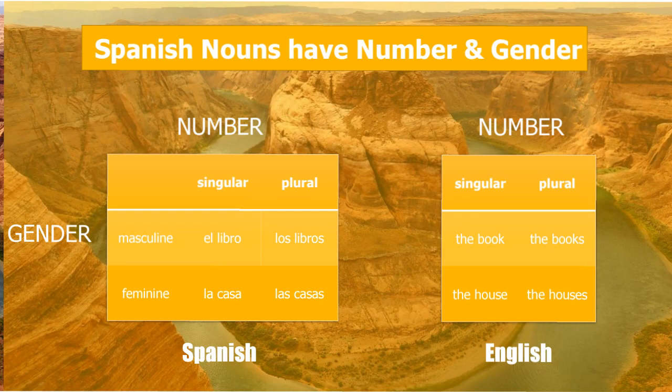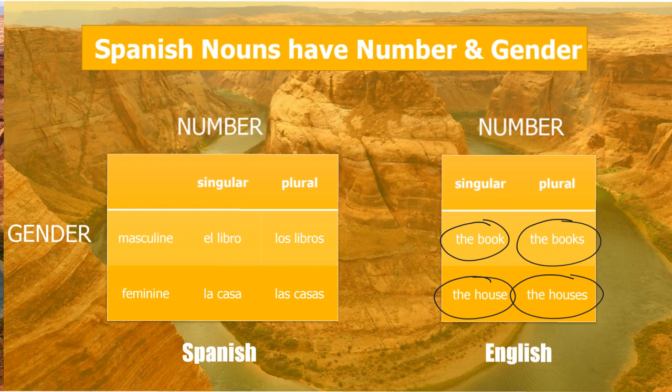The first thing that you need to know is that Spanish nouns have number and gender, while English nouns only have number. When you see a noun in English, like book or house, you need to know whether it is being used in its singular or plural form. For example, the book and the house are in their singular forms. The books and the houses are in their plural forms.